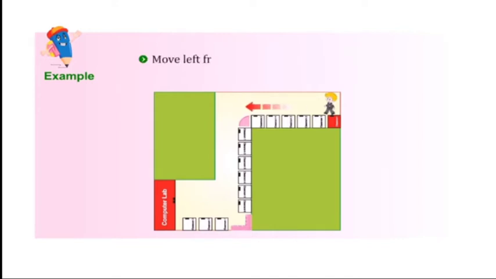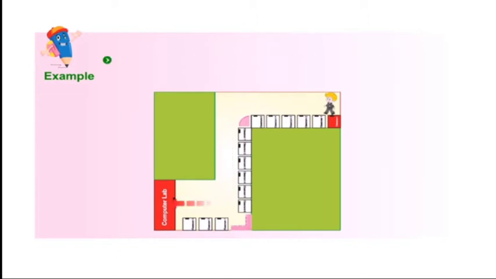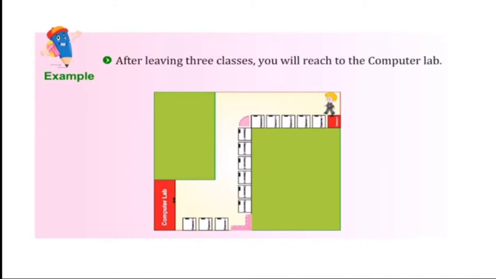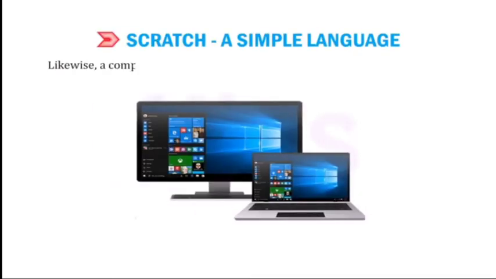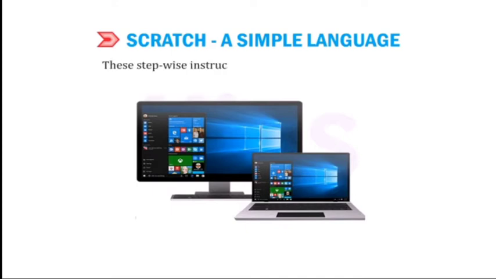Move left from the class and go straight. After crossing 5 classes, take a left turn. Then move forward and after crossing 6 classes, take a right turn. After leaving 3 classes, you will reach the computer lab. Likewise, a computer also follows stepwise instructions to complete any task. These stepwise instructions are known as a program.